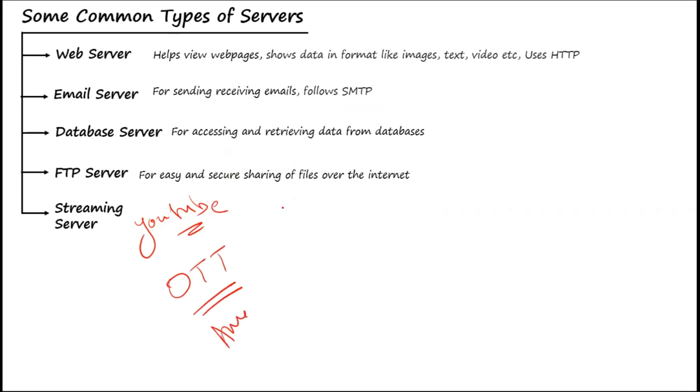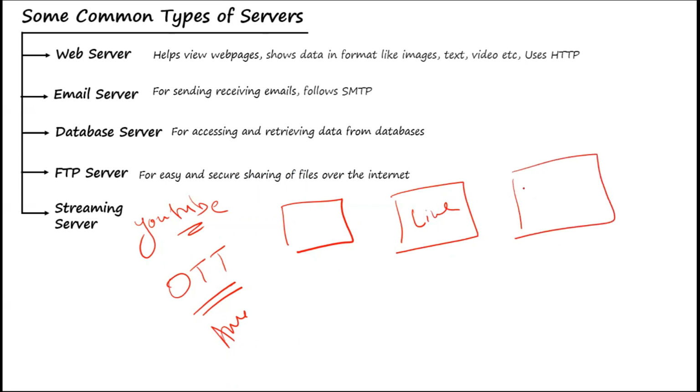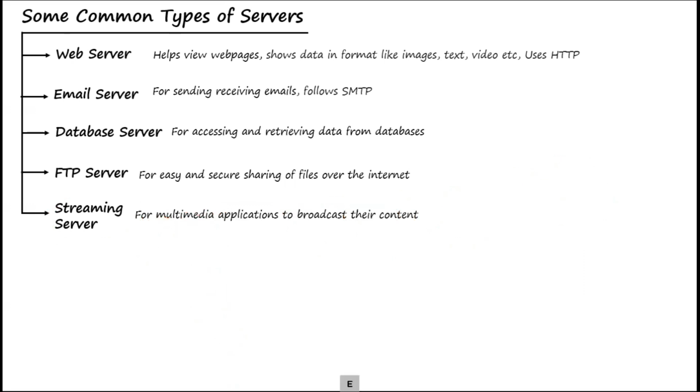They use it to stream videos, to go live on their platforms, to have live sessions, video conferences, and so much more. This happens through your streaming server. So why were these servers divided?